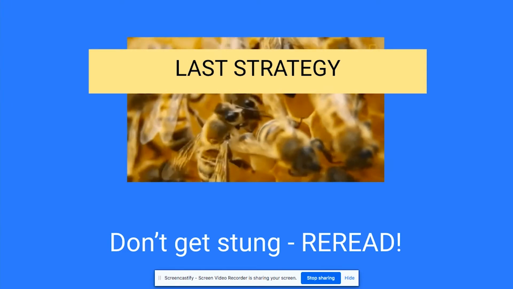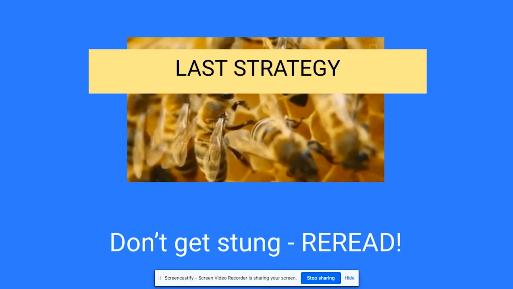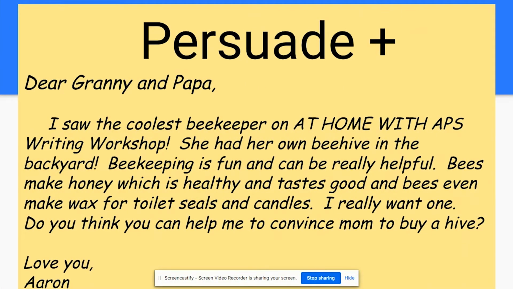The last strategy is probably as important as any other. Reread. You don't want to get stung at the last minute. Remember when we started to talk about how to persuade? And Aaron was writing his grandparents, and he needed some details to make his point. So even though he saw the cool beekeeper on At Home with APS, he didn't give any details. So this time, when he finished his letter, it contained parts about the honey and the wax, and he was actually trying to make a point with his grandparents to get some help.